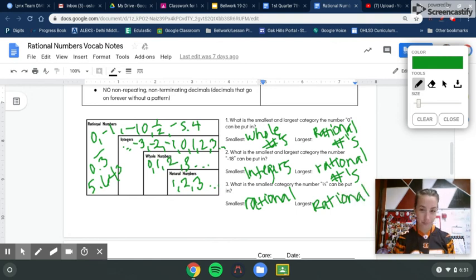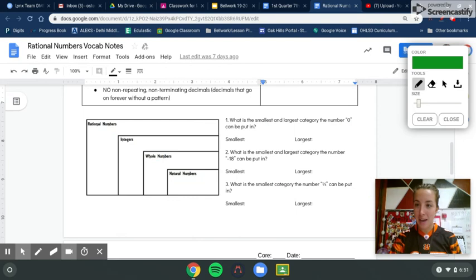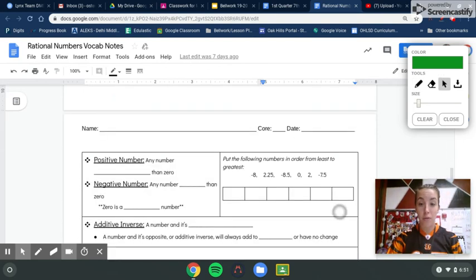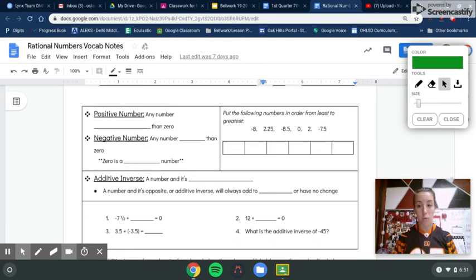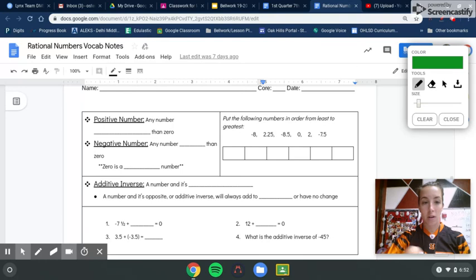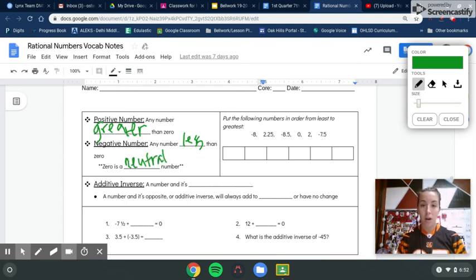Okay. All right, we're going to go ahead and go to the back. The back should be pretty much review for you guys since you did this last year, but we just want to go over it just to make sure you understand it. So a positive number is any number that is greater than 0. So let's put greater than 0. And a negative number is any number less than 0. 0 is a neutral number. So it cannot be considered positive or negative. So it's neutral.